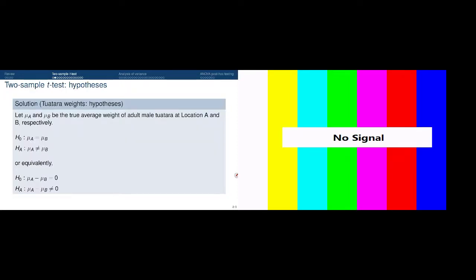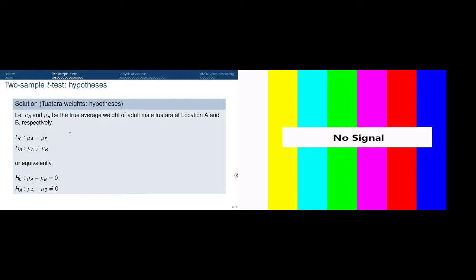So as with the previous tests we've looked at, the first step is to set up the null and alternative. Now, in the past two tests that we've looked at, we've only had a single population parameter, just a single mu, whether that was mu subscript d or just mu, as we would call it, for the population mean. Whereas here, we've got two different populations, and we're interested in whether the mean of population A is different to the population mean from location B. So in our null and alternative for this test, we're going to have two different population parameters.